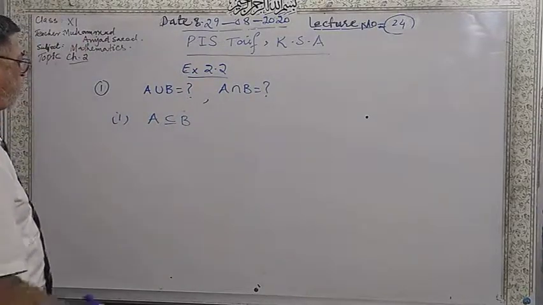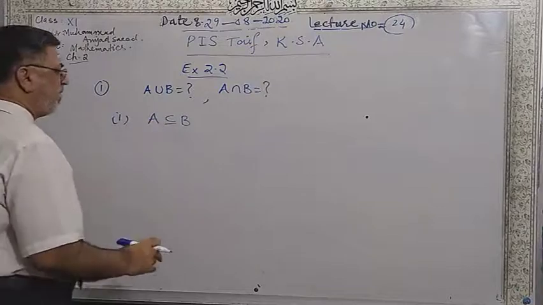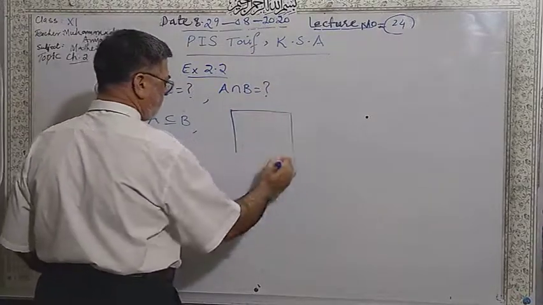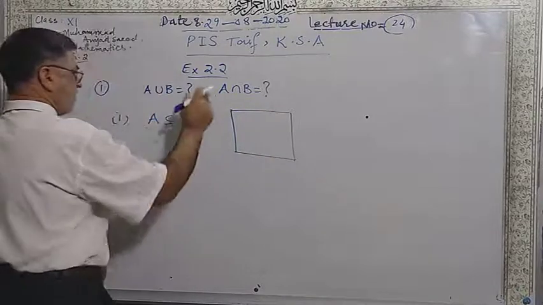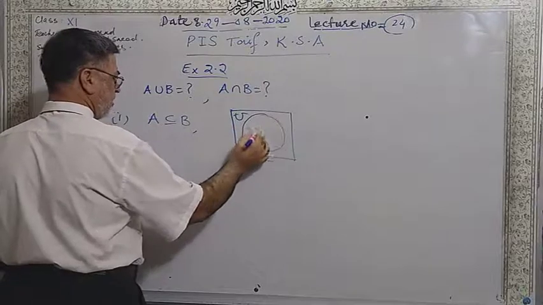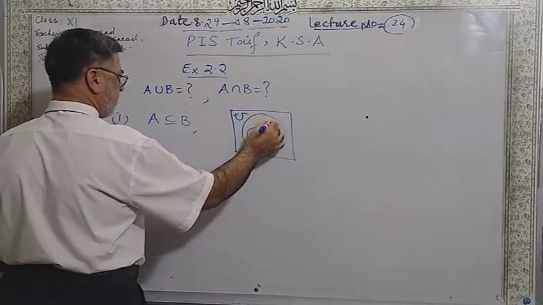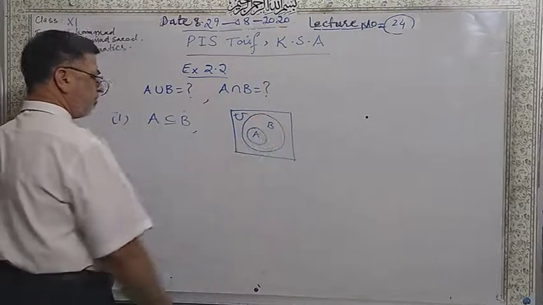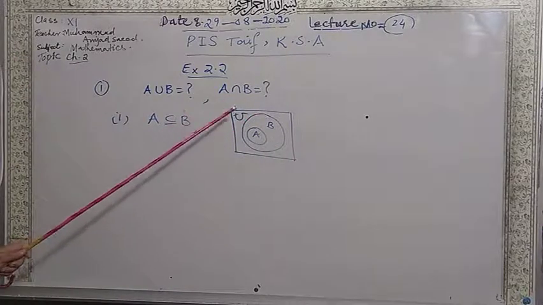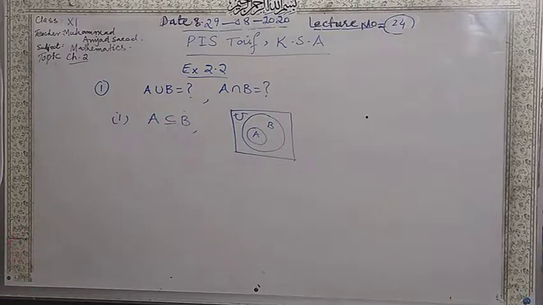First of all, we will draw this given information. This is your diagram for both the cases. Universal set. A is a subset of B. This is the Venn diagram of this: A is a subset of B.